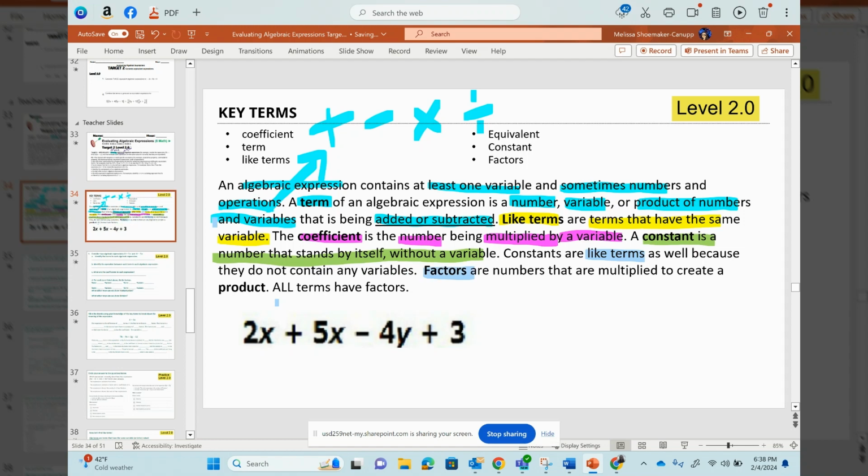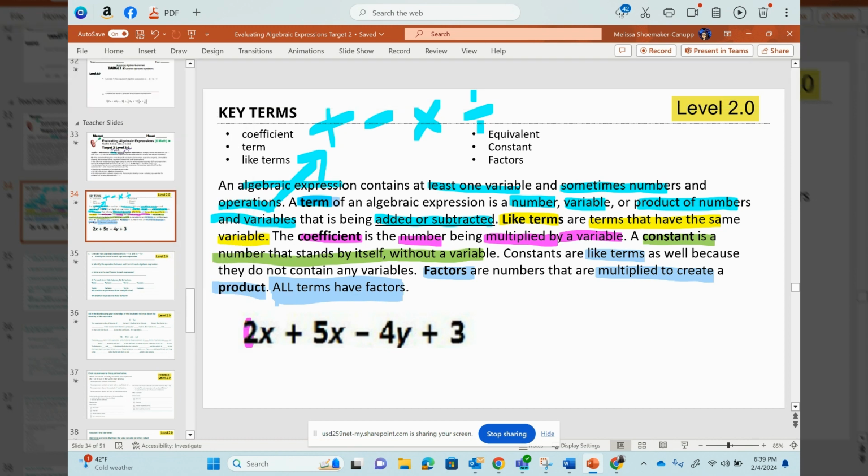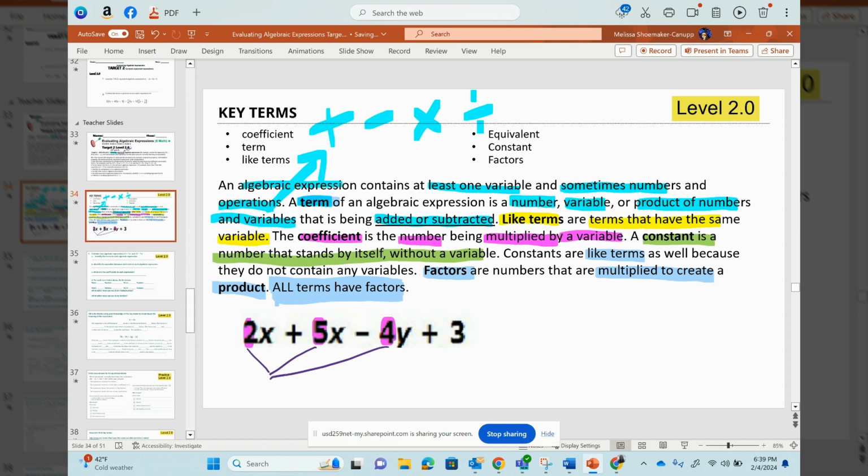Factors are numbers that are multiplied to create a product. All terms have factors. Okay, and what's a term? It's a number, variable, or product of numbers and variables. So we're going to dive into this. I am going to take a look and start highlighting some of these with the color that they are. So the 2, 5, and 4 are coefficients because they are being multiplied to a variable or a letter.